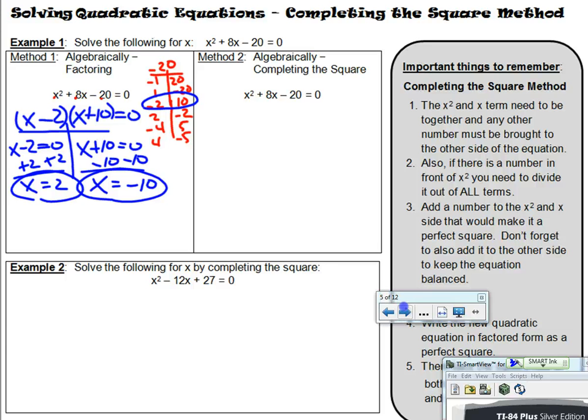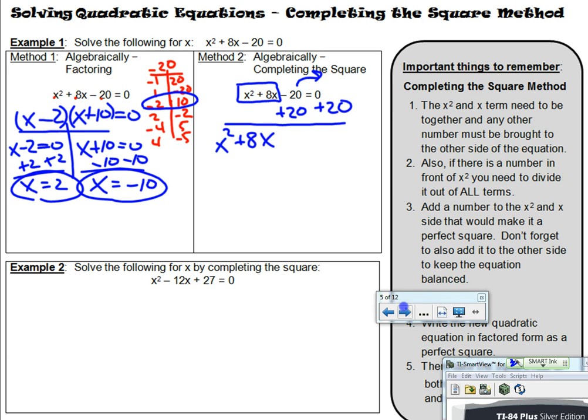So in order to do that, I first have to clear everything out of the way. I need to get the x squared and x buddies together. I need to kick him over. So I have to add the 20 over to get him out of the way so I can complete the process.